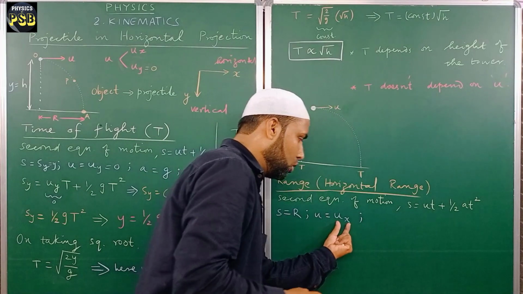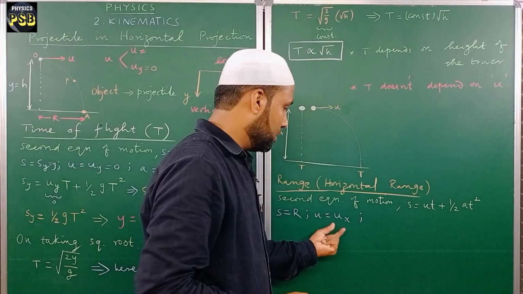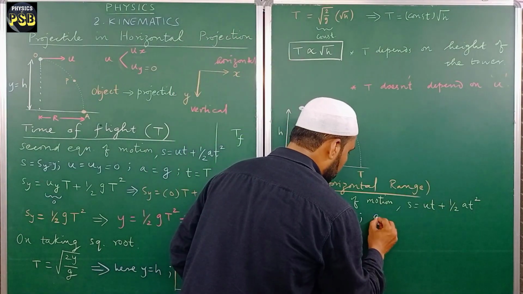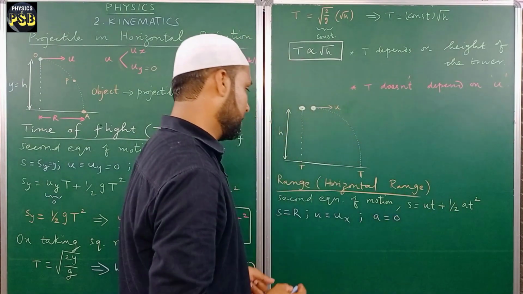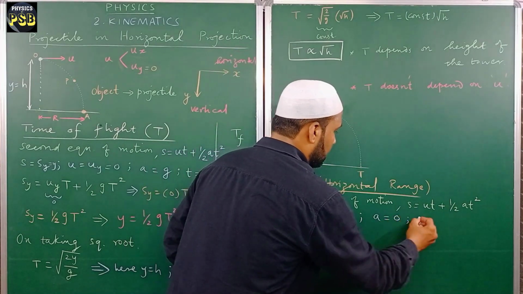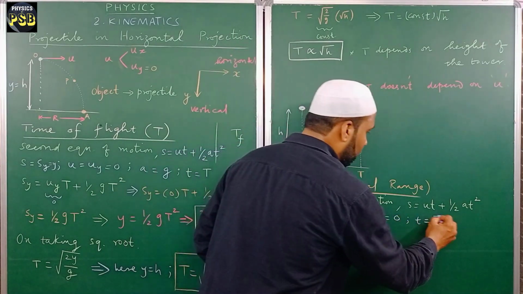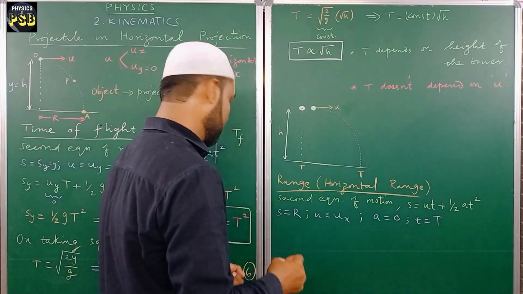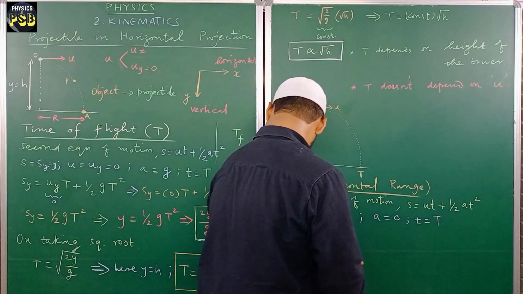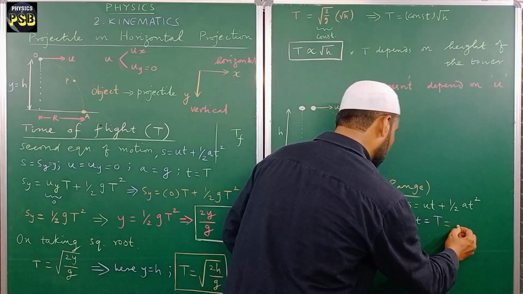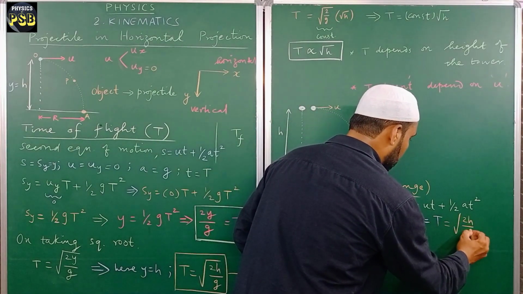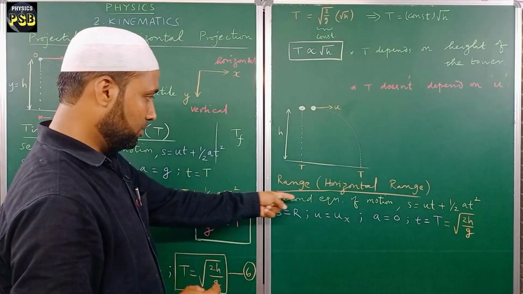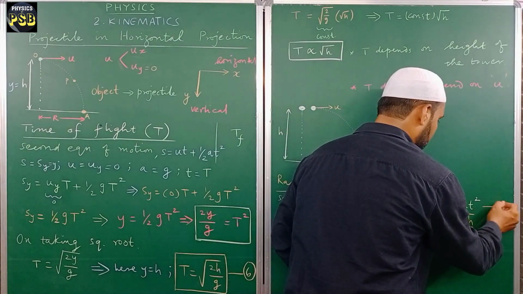Now we know Ux is constant, so it remains the same throughout the motion of the object. Hence the acceleration is 0 in this case, and t is nothing but the time of flight, which can be obtained from equation number 6. Right here, the value of t is root of 2h upon g. I am going to substitute all these things in equation number 1.